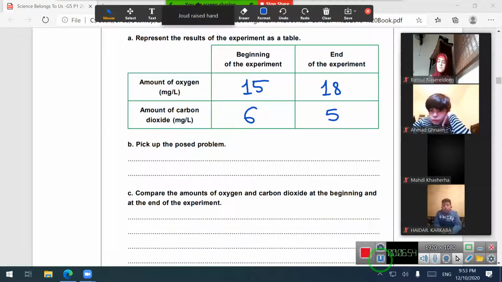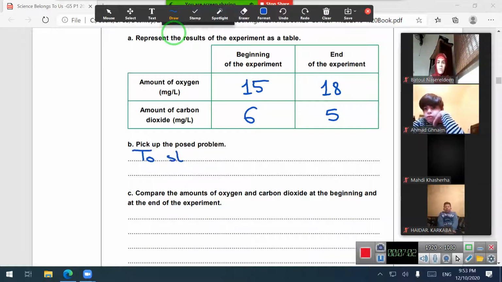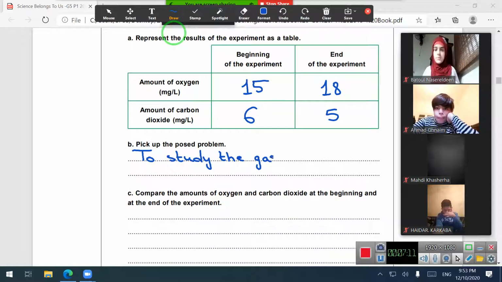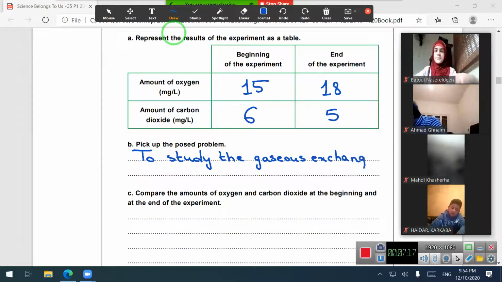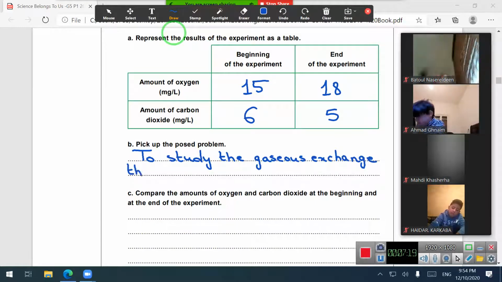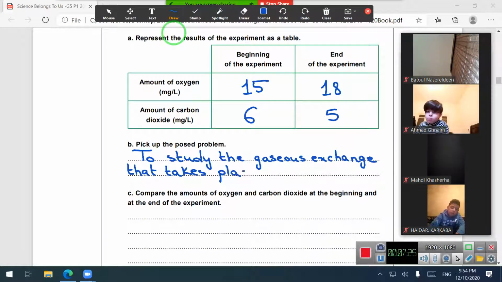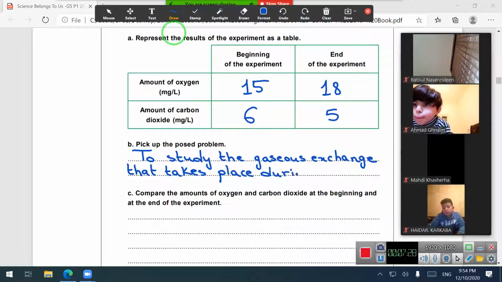Excellent students. So let's write the answer before we continue asking the students. Follow me writing please, page 33. To study the gaseous exchange that takes place during photosynthesis.